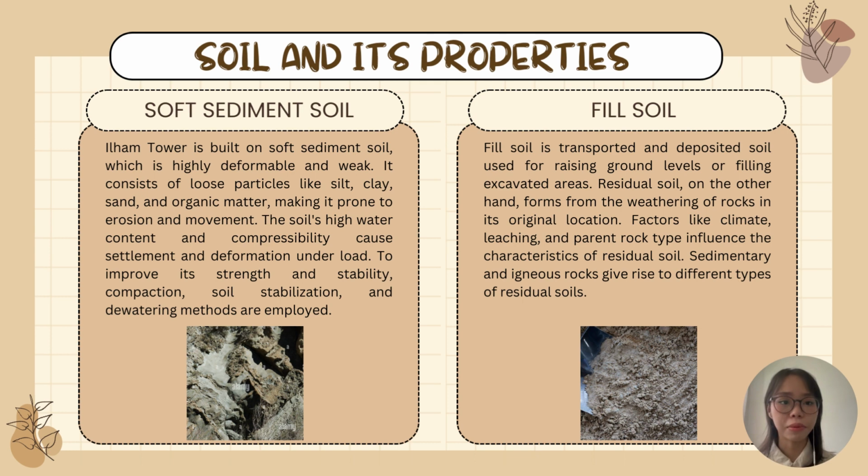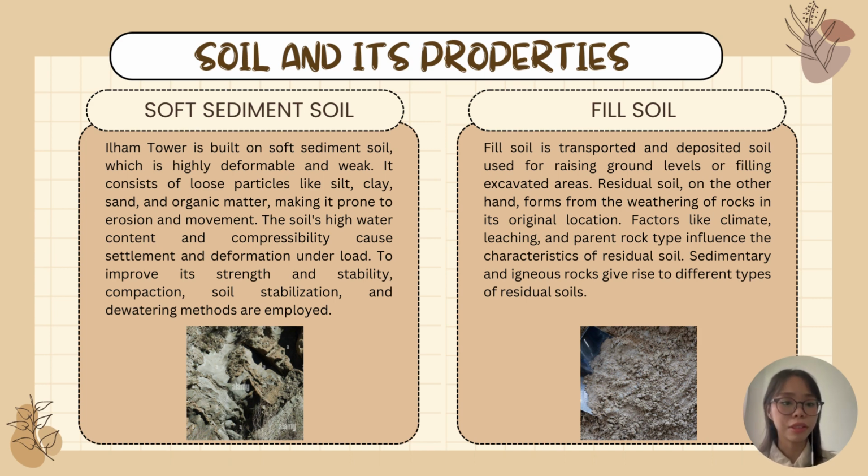There are two types of soil. Number one, soft sediment soil. Ilham Tower is built on soft sediment soil, which is highly deformable and weak. It consists of loose particles such as silt, clay, sand, and also organic matter, making it prone to erosion and also movement. To increase the strength and stability of the soil, compaction, soil stabilization, and also dewatering methods are employed.